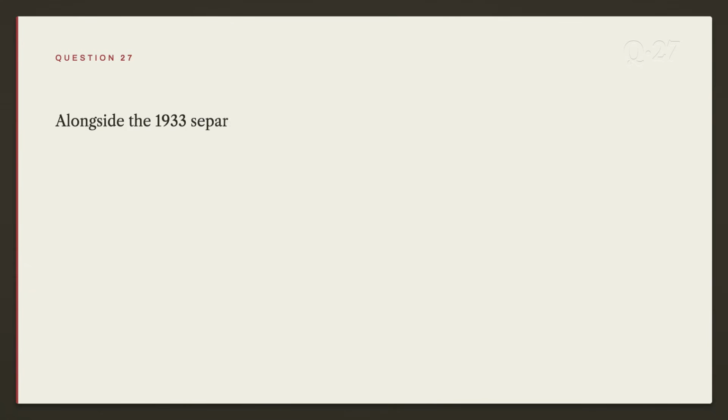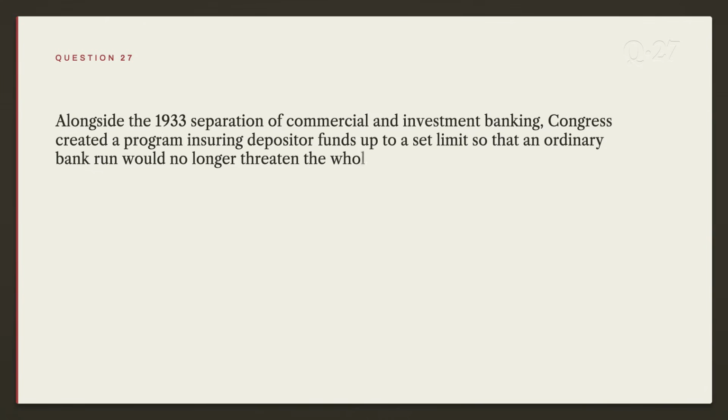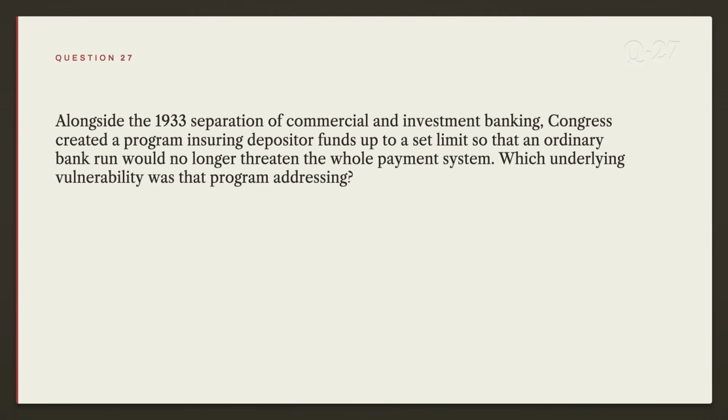Question 97. Alongside the 1933 separation of commercial and investment banking, Congress created a program insuring depositor funds up to a set limit so that an ordinary bank run would no longer threaten the whole payment system. Which underlying vulnerability was that program addressing?